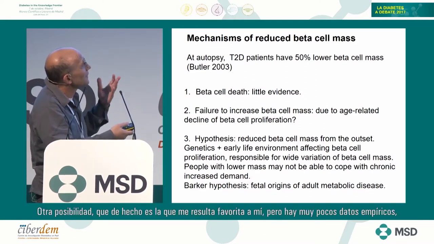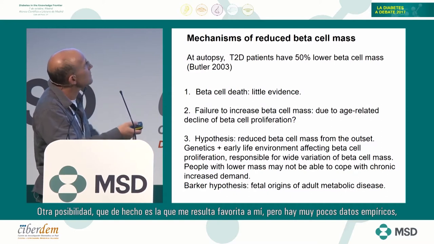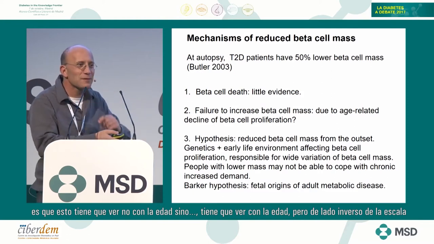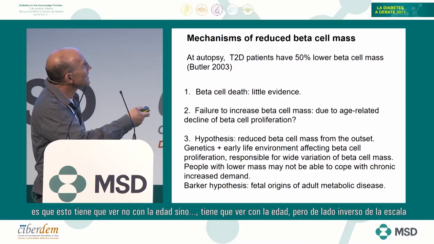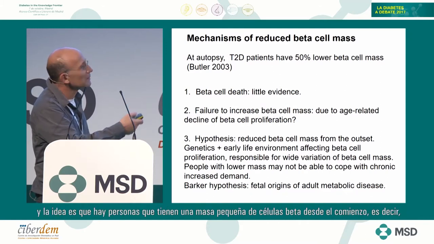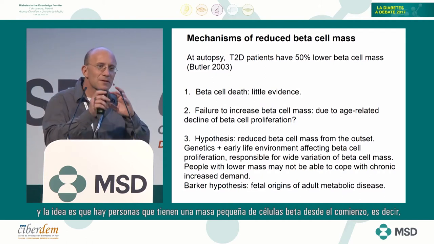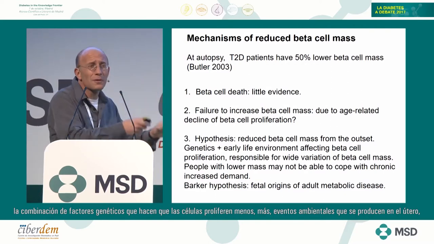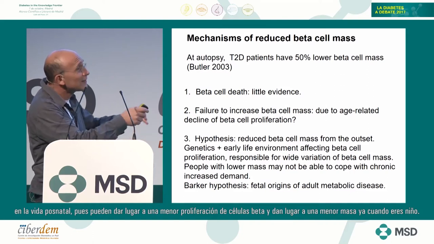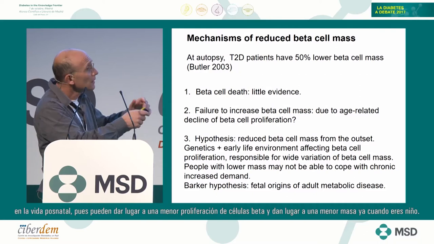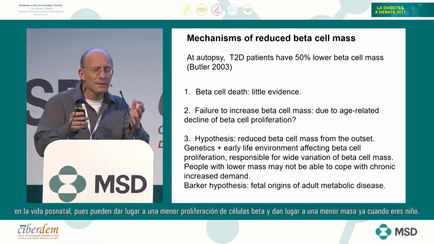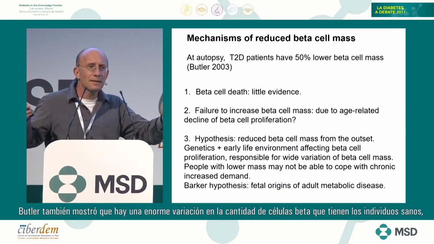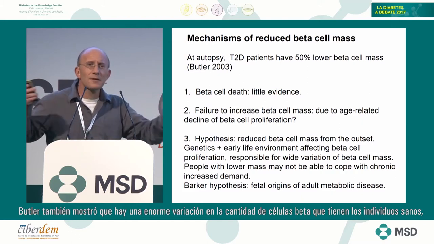Another possibility, which is actually my favorite hypothesis, but the evidence is circumstantial, is that this does have to do with age, but from the different side of the age arrow. The idea is that there are people that have reduced beta cell mass from the start. The concept is that the combination of genetics that make your beta cells proliferate less, plus environmental events that take place in utero or early postnatal life, will, via affecting beta cell proliferation, lead to your final beta cell mass already when you're a child. And indeed, Butler also showed that there is a huge variation in beta cell mass in healthy individuals, really more than the variation in any other organ.